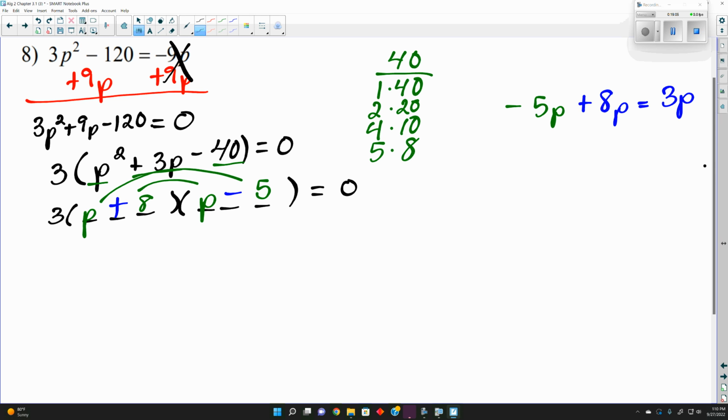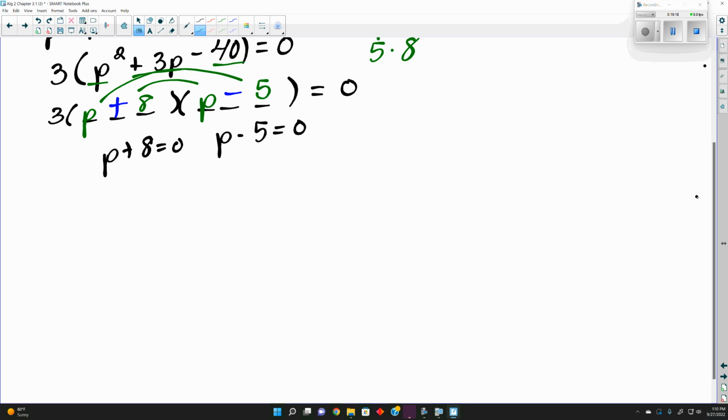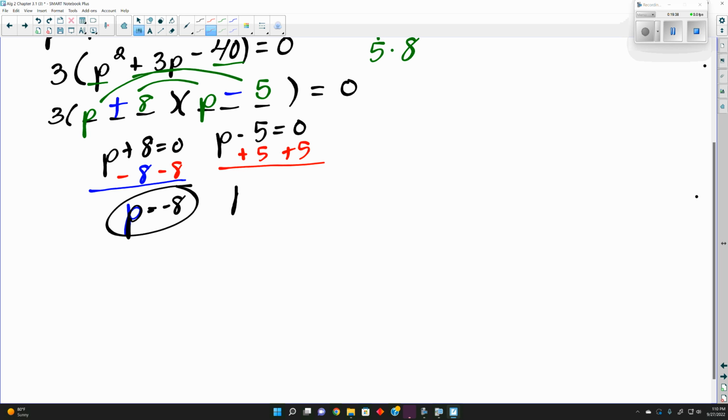Now we can set it equal to 0. So we can set p plus 8 equal to 0 and p minus 5 equal to 0. Then we need to solve for the value of p, so we can subtract 8. So p is equal to negative 8. Over here we can add 5. And that's it.